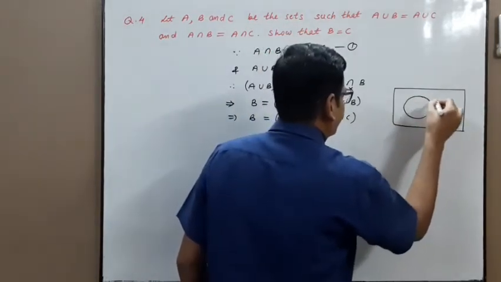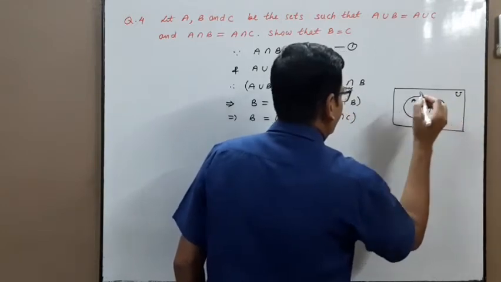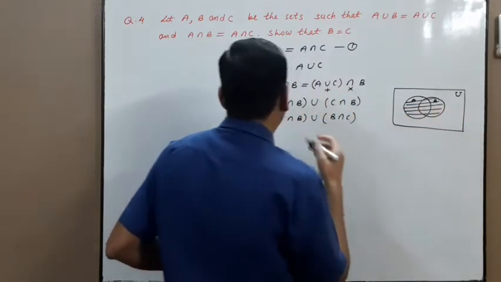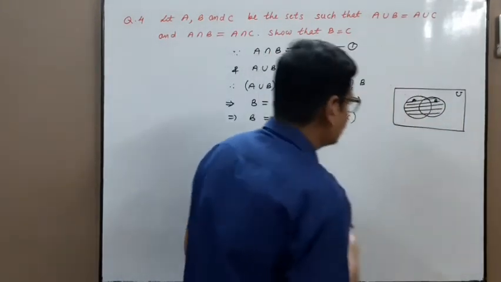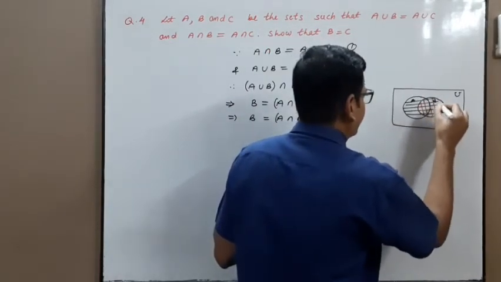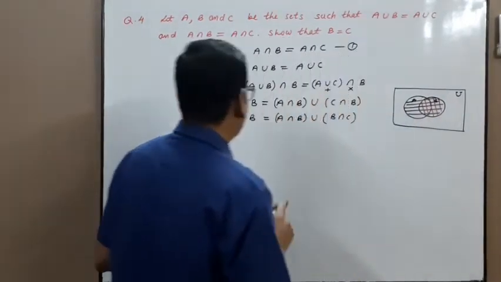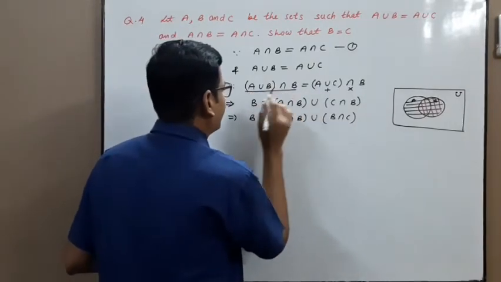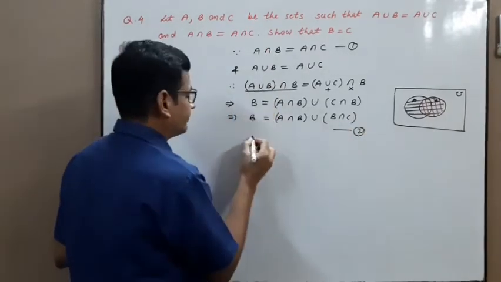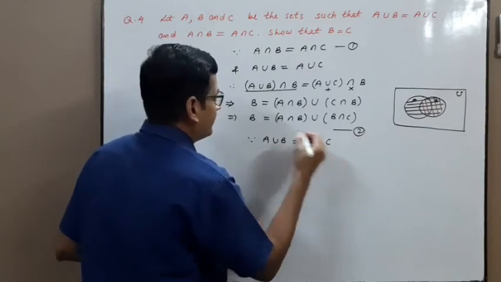A union B intersection B. This is set A, this is set B, this is the universal set. A union B, intersection with B. So the common portion between A union B and B, this shaded portion with red and black, means B. So in place of this we can write B. Give equation number 2.